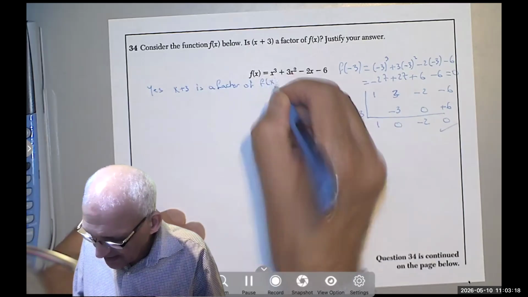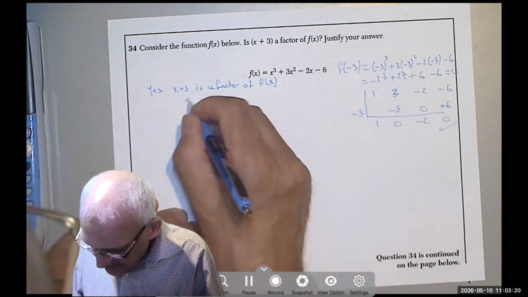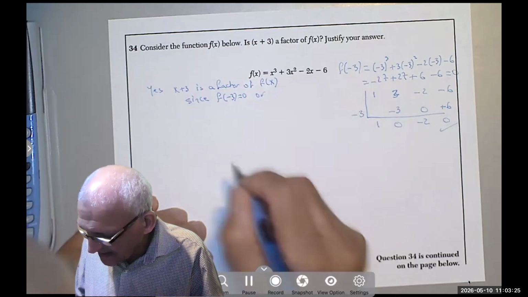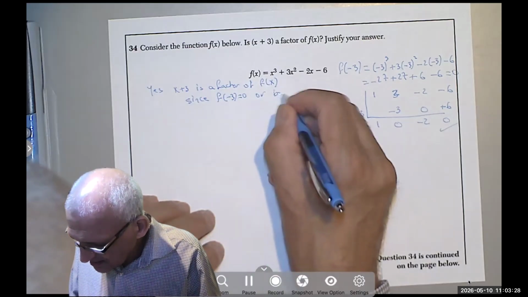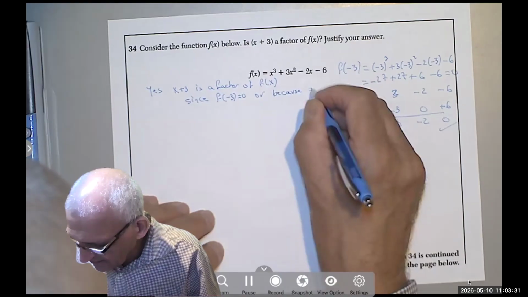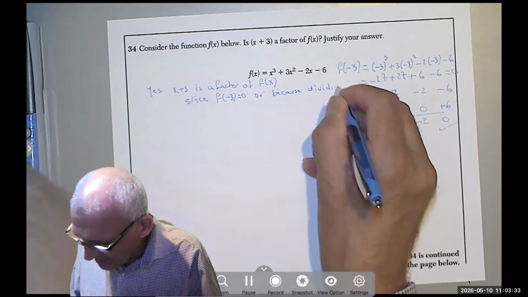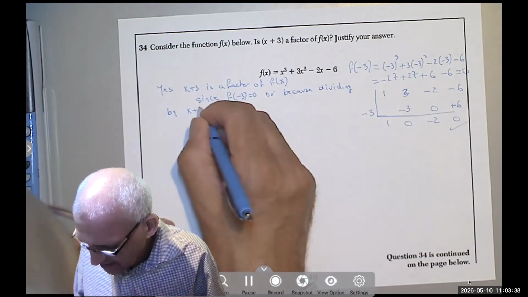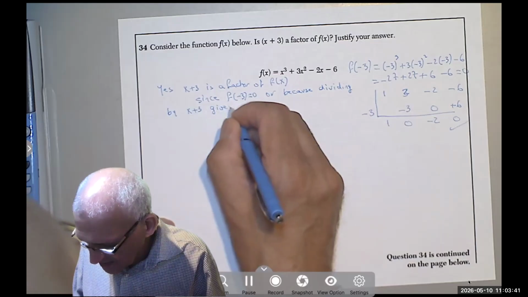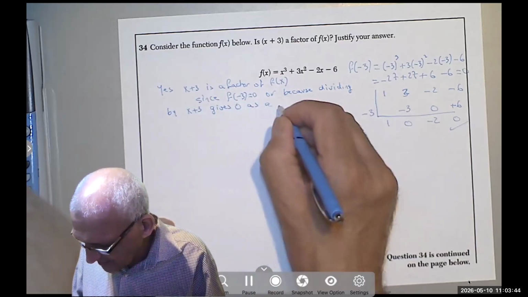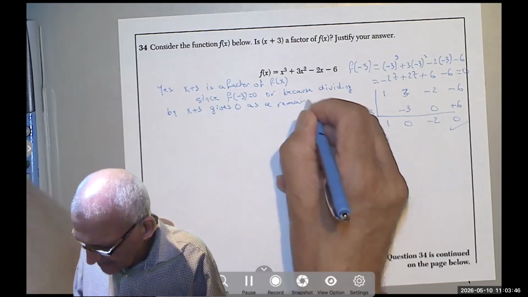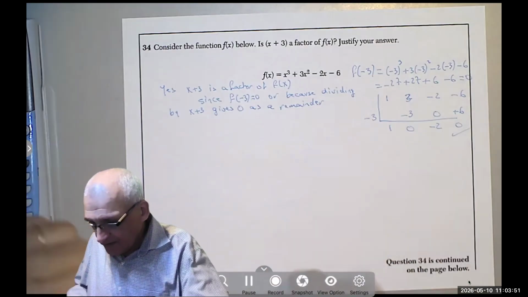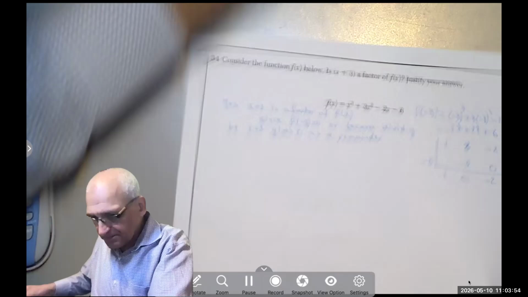So you say, yes, x plus 3 is a factor of f of x. You can say since f of negative 3 equals 0, or you can say because dividing, you don't have to say synthetic or long division, dividing by x plus 3 gives 0 as a remainder, or gave a remainder of 0. Something to that sort, one of these or something similar, okay? So that's the second. No, there is another part to it.